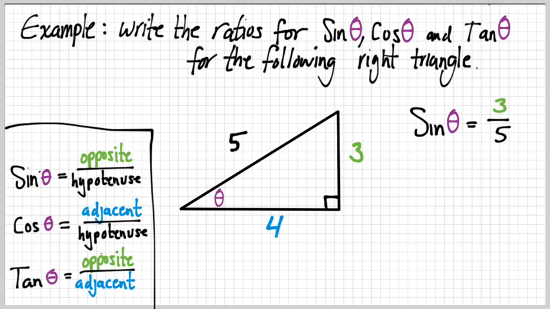And this is a real easy example. We'll do a harder one soon, but cosine theta is adjacent over hypotenuse, so 4 over 5.